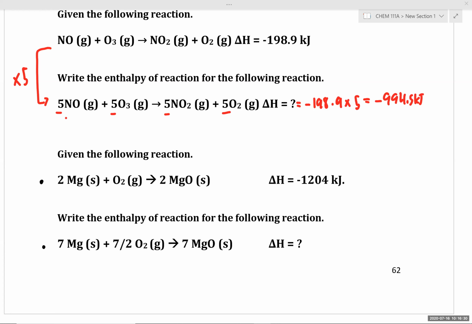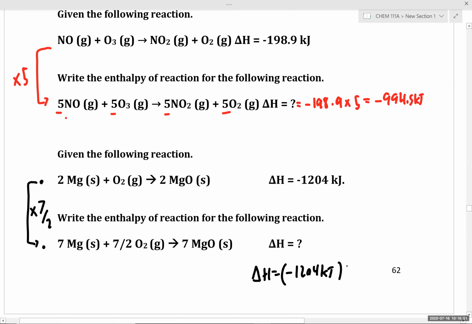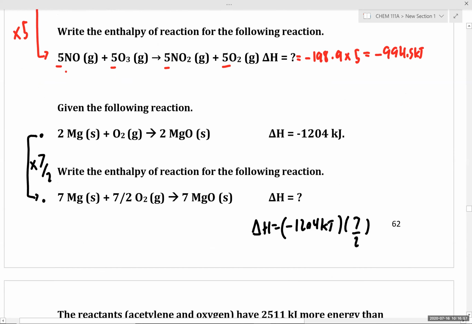Okay, so let's discuss this example. If we went from a coefficient of 2 to 7, we have multiplied by the number 7 over 2. So if we're calculating our new enthalpy, we take our original equation enthalpy and multiply it by our common factor, which is 7 over 2.